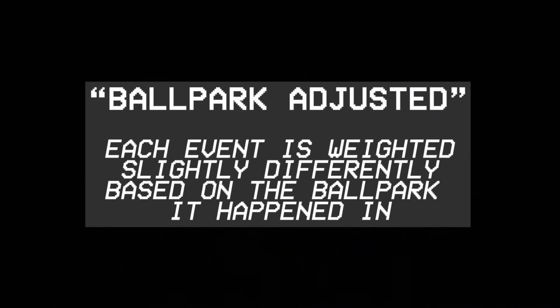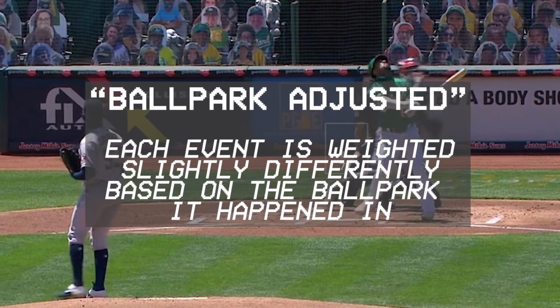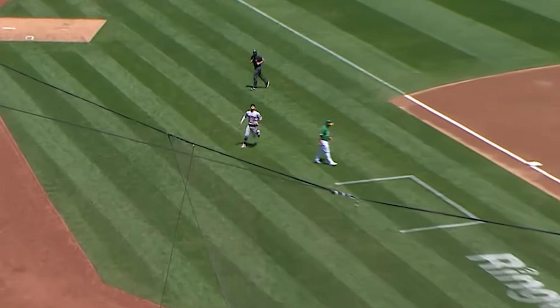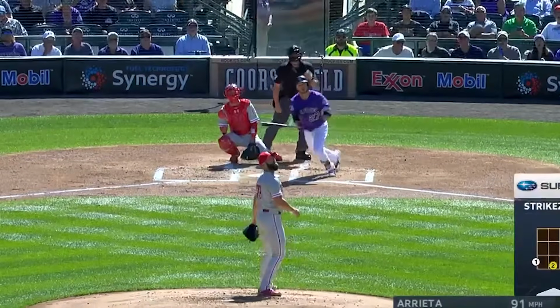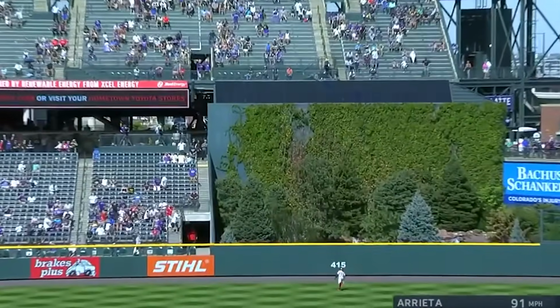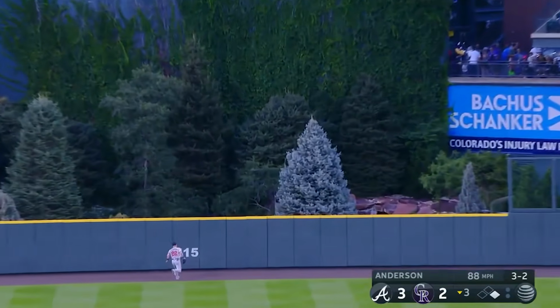Ballpark adjusted means that each event is adjusted slightly based on the ballpark it happened in. For example, the Oakland Coliseum, with its wide foul area and relatively deep outfield, is known to be a pitcher-friendly park. So a home run in Oakland is weighted higher than a home run at Coors Field in Colorado, where the low atmospheric pressure of the Rocky Mountains sends balls flying out of the park at a much higher rate than average ballparks.